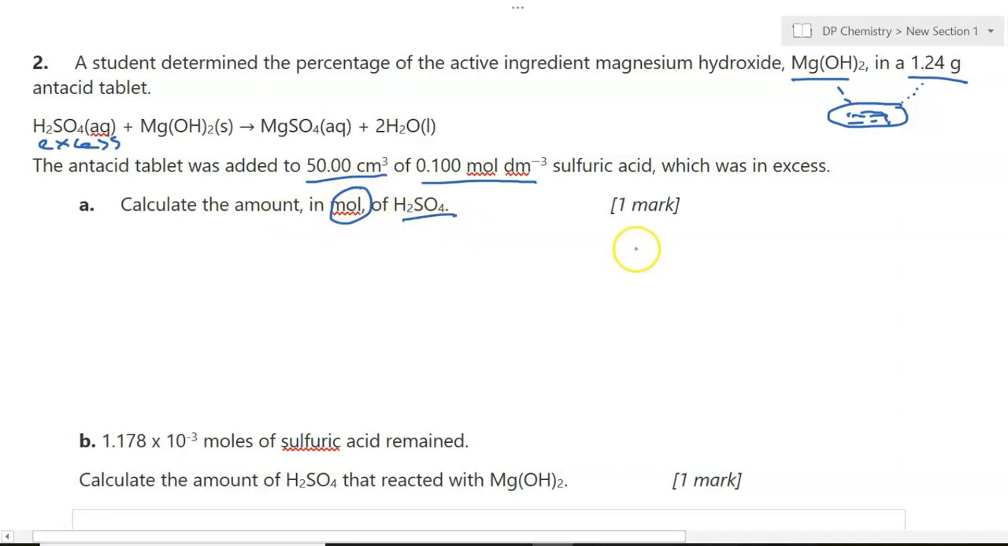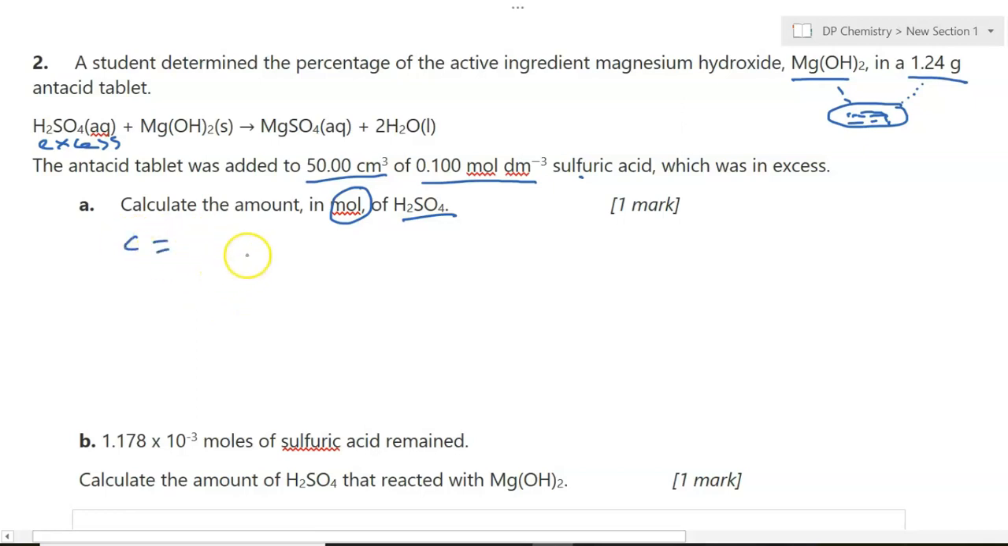So the first thing I always notice when I do a problem is how many marks it is. If it's only 1 mark, that means you're meant to spend 1.5 minutes on this problem. So pretty much all the information is provided to you already. Here's the sulfuric acid. They will give you the volume and the concentration, so you just need to find the number of mole from that.